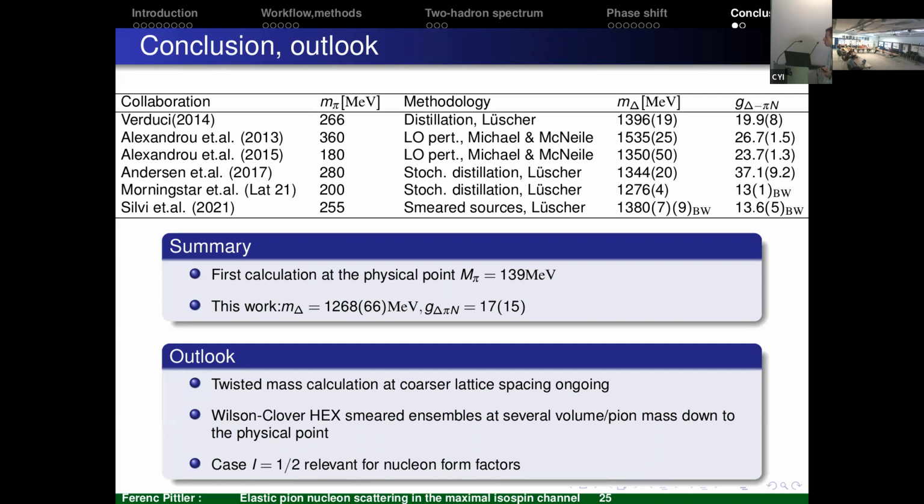What we are trying to do now is also doing the other isospin channel, the I equal 1/2 case.